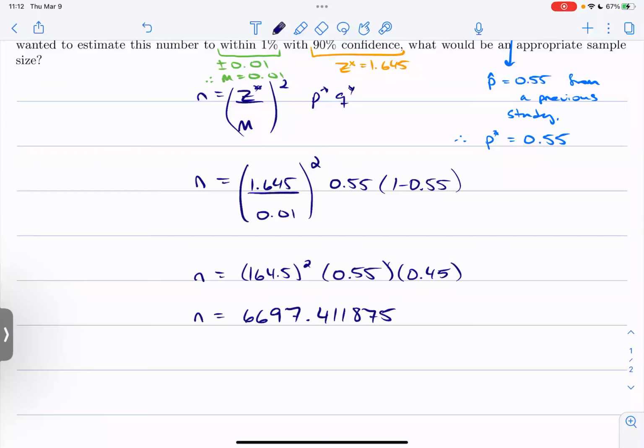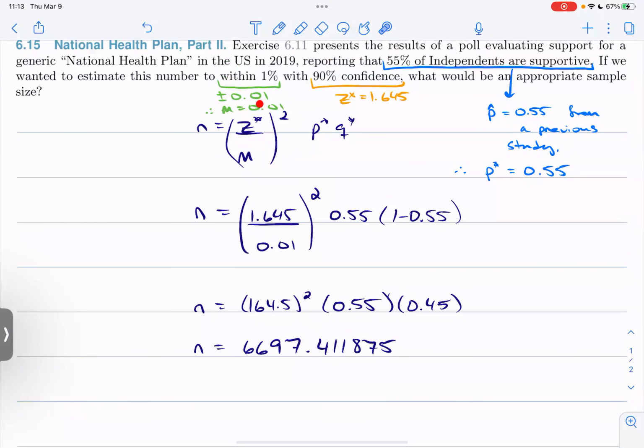Now, one major problem here is that I can't actually sample 0.411875 of a person. So what if I round it down? If I rounded properly, this would just be 6,697. But if you work backwards, what would happen to your margin of error? Your margin of error would be slightly bigger than 0.01. Not that that's a huge deal in real life, but what we should be aiming for is 6,698. So as a rule, you're always going to round up regardless of the decimal value here.